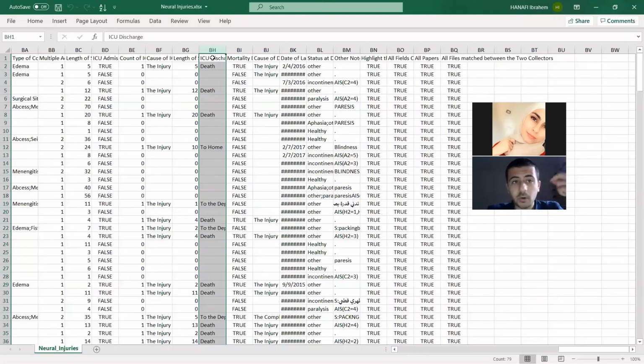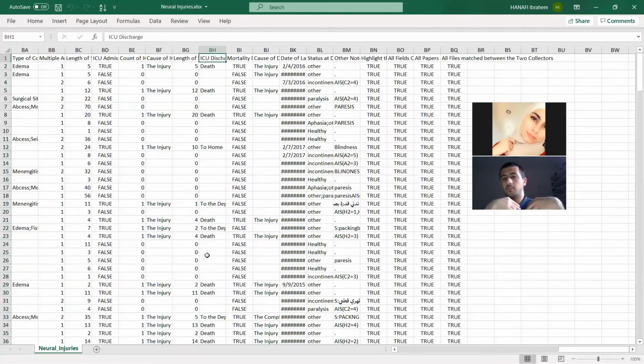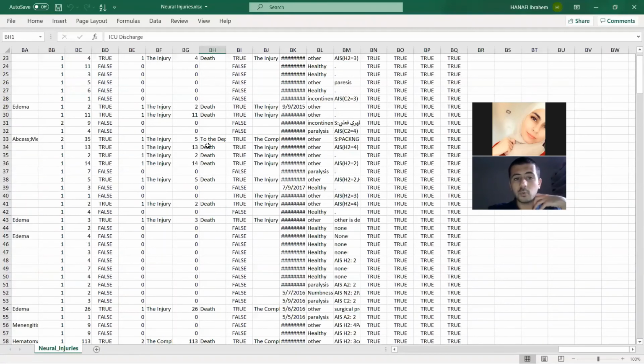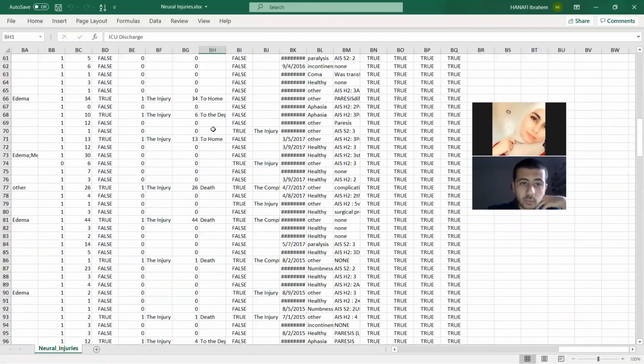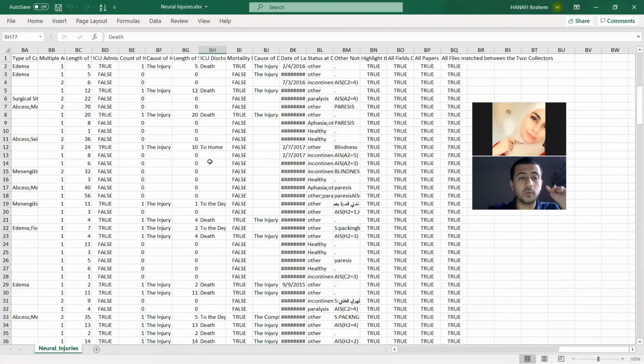For here, ICU discharge, in that column, don't just look at the title, because the title might not represent the column. When I name that title, I know what it represents to me, but it can't represent anything to somebody else. So in here, I meant the reason for discharge: death, to whom, to where, what is happening. We have three options: to the department, home directly from the ICU, which sometimes happens, and death, which is the most frequent for neural injuries.